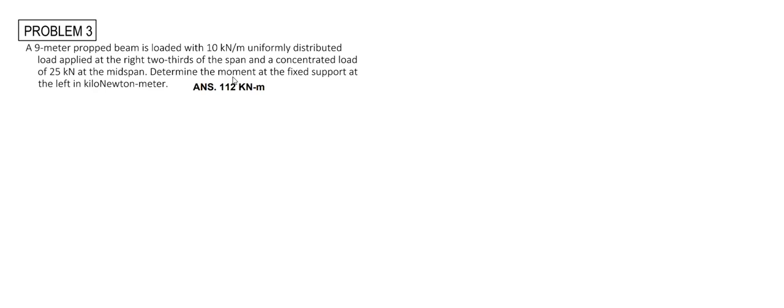A 9-meter propped beam is loaded with a 10 kilonewton per meter uniformly distributed load applied at the right 2/3 of the span, and a concentrated load of 25 kilonewtons at the midspan. We are tasked to determine the moment at the fixed support at the left in kilonewton-meter.